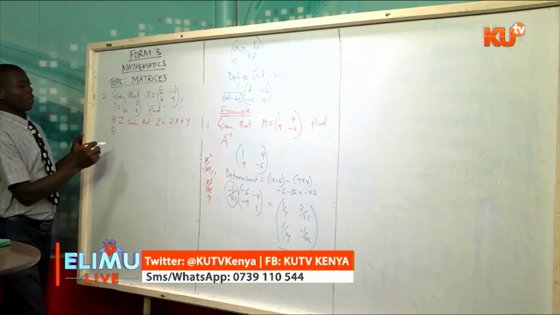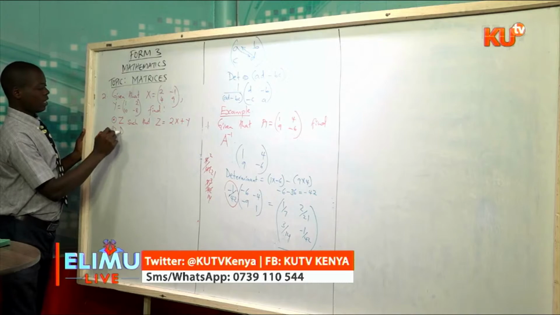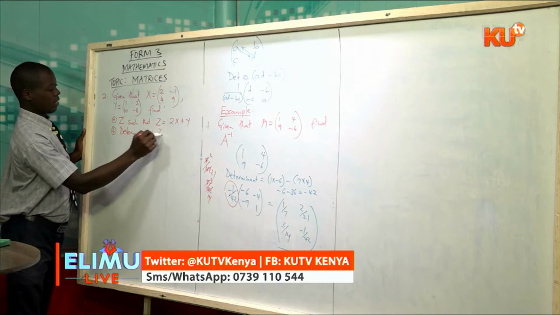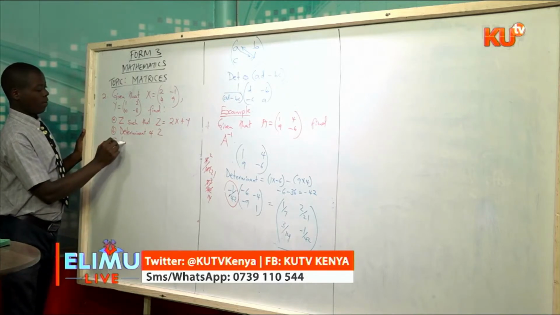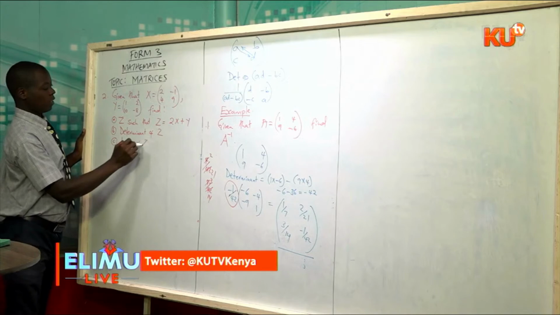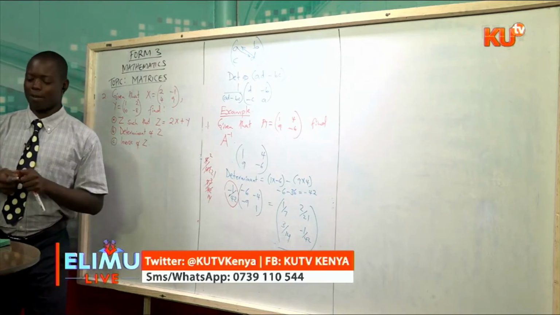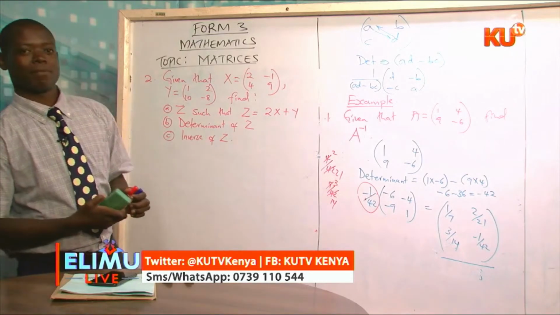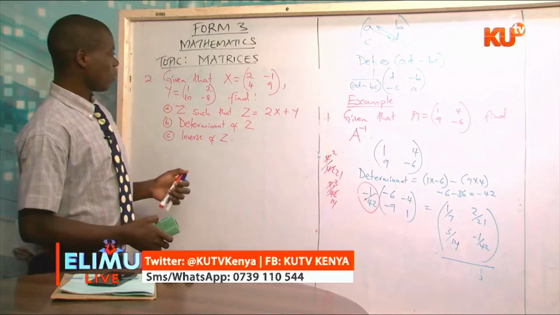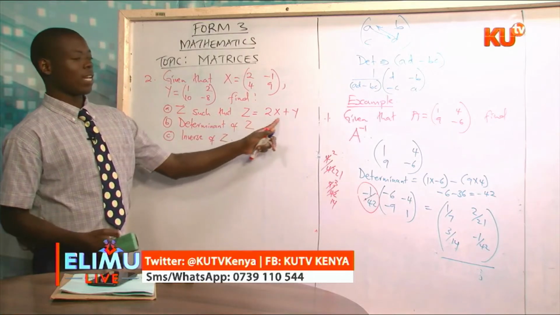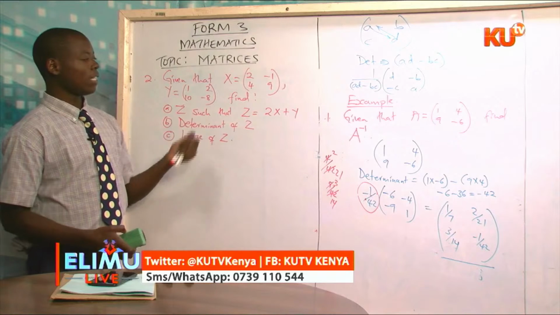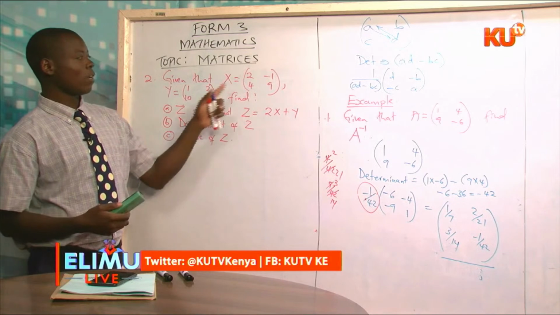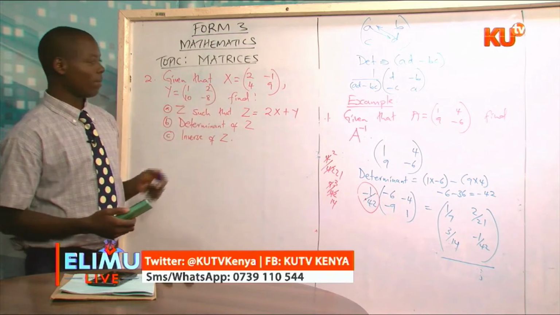Part B, we'll now have to get the determinant of Z, and C, the inverse of Z. Those are three matrices, and I've put it that way so that we're able now to move in this line. How do we determine the determinant of an unknown matrix? By first following up the steps that we've been given from the given matrices.